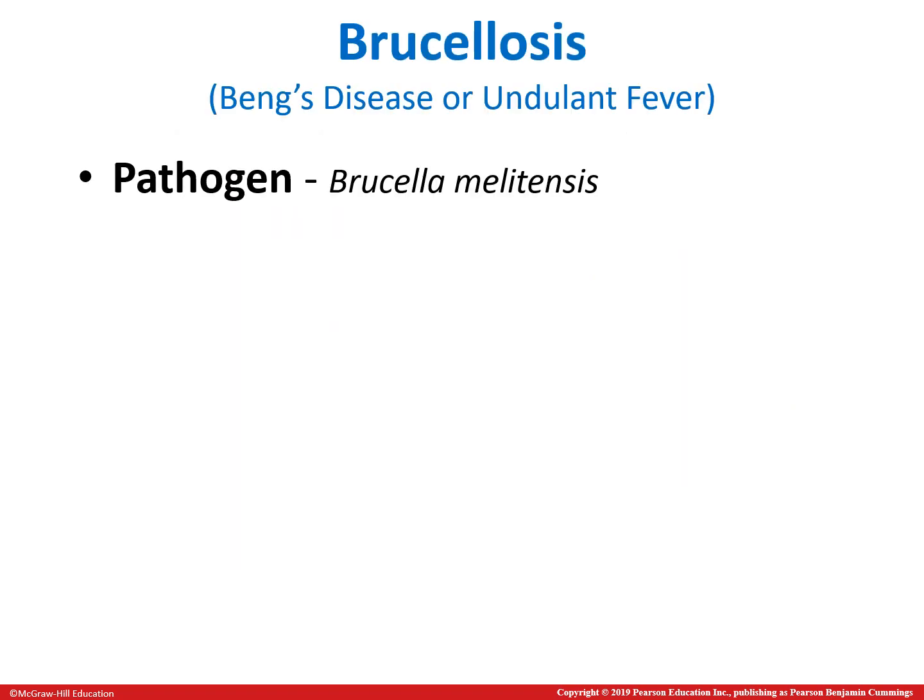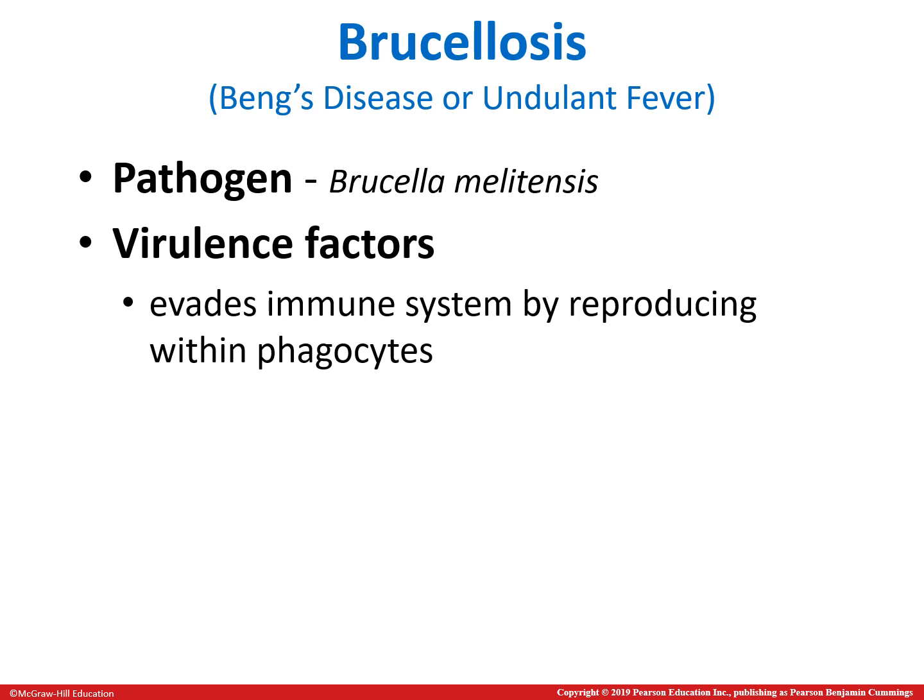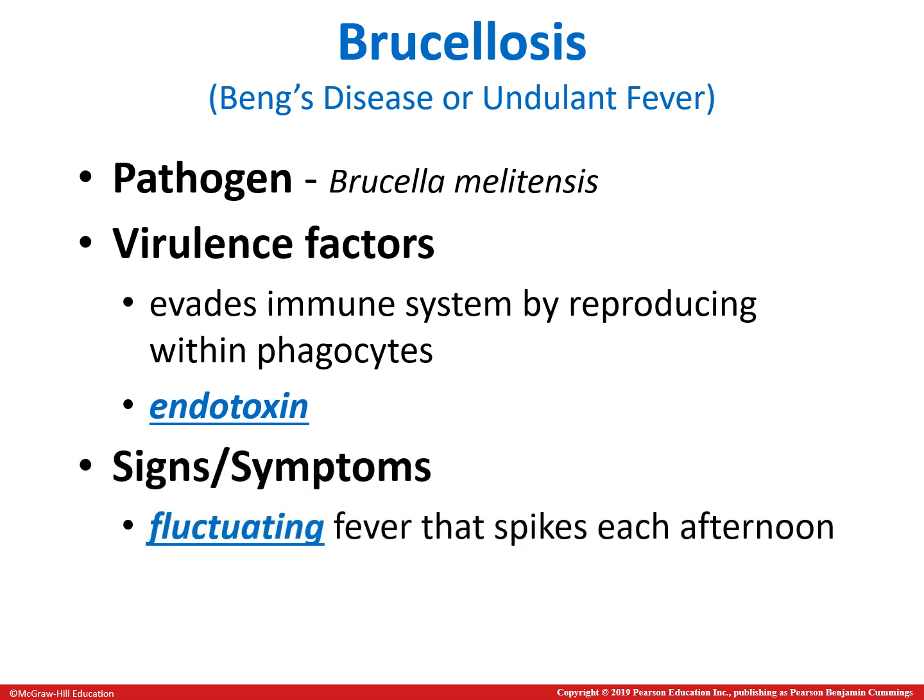Then we have a disease called brucellosis. It used to be called undulant fever or Bang's disease, and this is caused by a bacteria called Brucella melitensis. Historically, they called it Brucella abortus because of its effect in livestock. And so the virulence factors here: this is a bacteria that can get into macrophages and basically reproduce inside the phagocytes, which means the immune system will never see them because they're really not watching those cells, they're watching your tissue cells. This is a gram-negative bacteria, and of course endotoxin is one of its primary virulence factors.